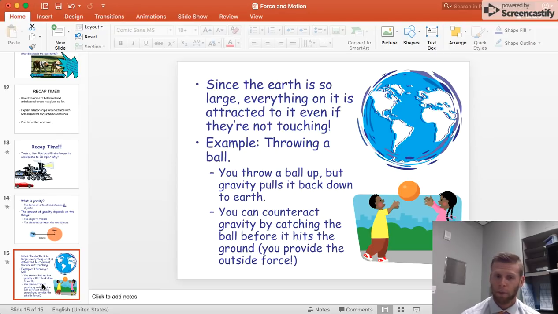So an example is throwing a ball. You throw a ball up, but gravity pulls it right back down. Good old gravity. Thank goodness, because I love my ball. Look at those kids. They're so happy with that orange ball. You can counteract gravity, though, by catching the ball before it hits the ground, because you provided an outside force.